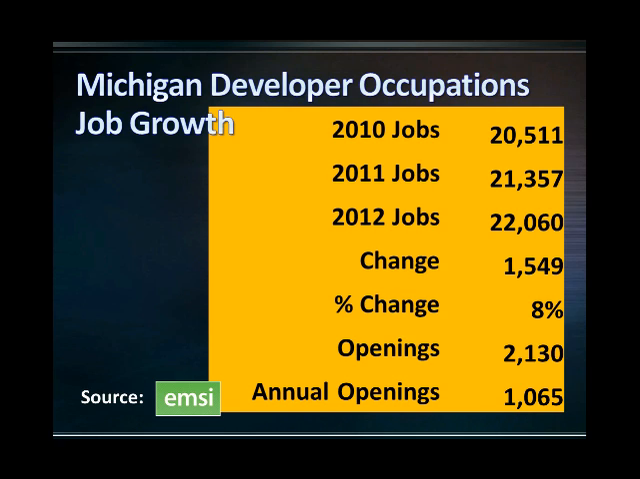One thing to look at here is the annual openings. The plus 1,065 is an average of the 2010 and 2011 annual openings, and is one placeholder that we use to estimate demand. But it's not a real solid number in the sense that they factor in a number of things, including replacement hires, job vacancies, and so on. But again, it is a good placeholder that we can use for demand.